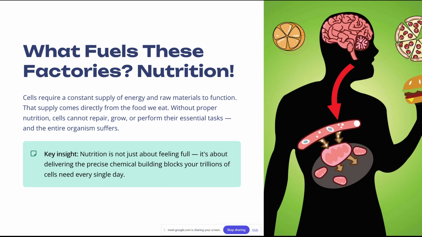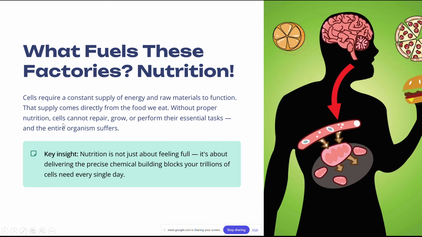So what fuels these factories? We mean what fuels the cell as a whole? It's definitely nutrition. The nutrients you take in are what supply the cells with energy. Imagine you don't eat, you don't take in food into the body. It implies that you're going to starve the cells, and they won't be able to perform their functions effectively. So cells require a constant supply of energy and raw materials to function. That supply comes directly from the food we eat, as you can see.